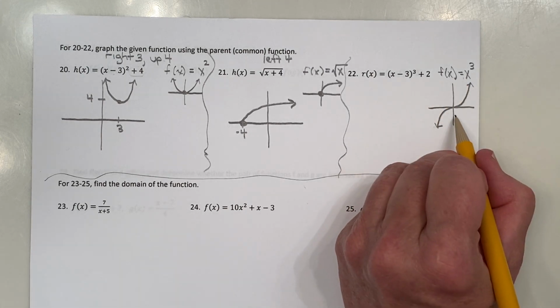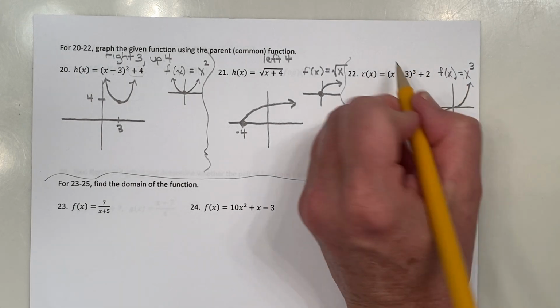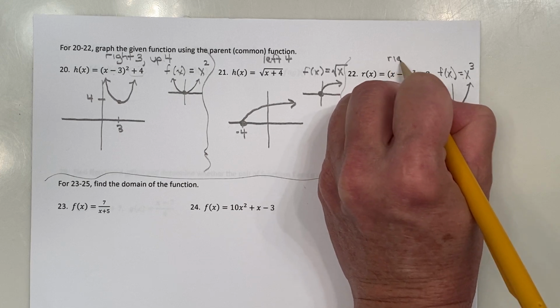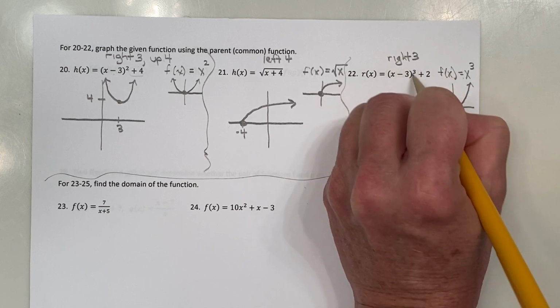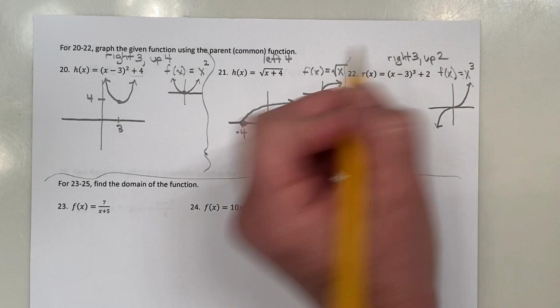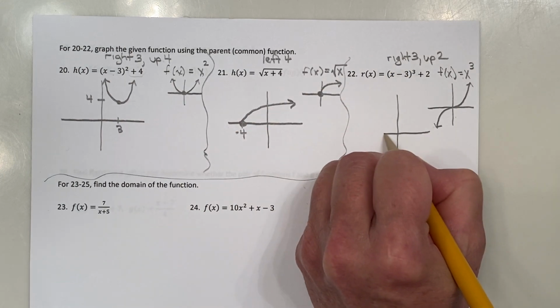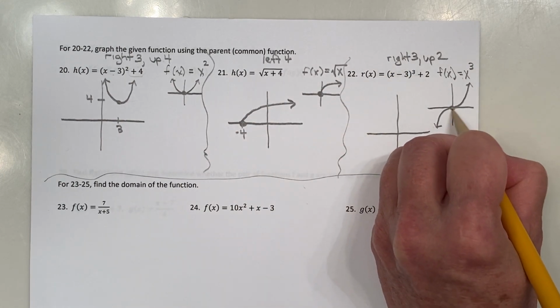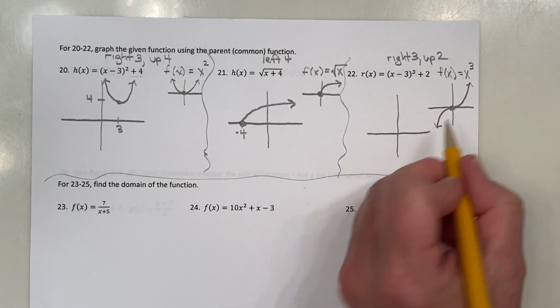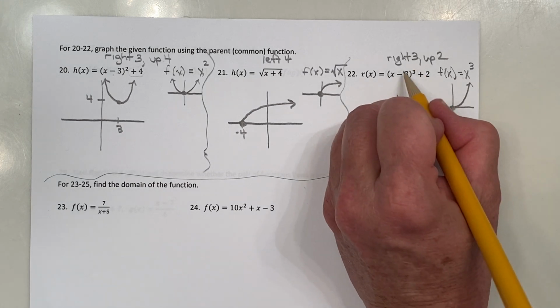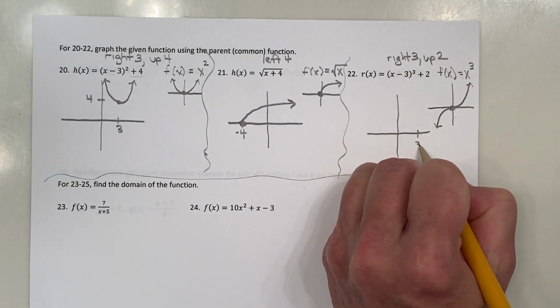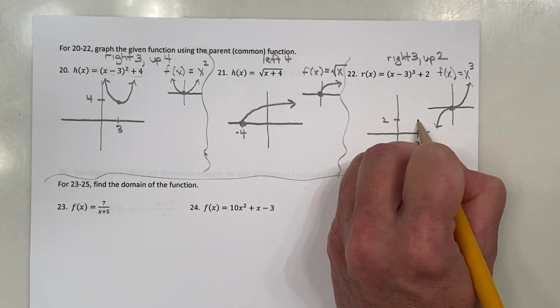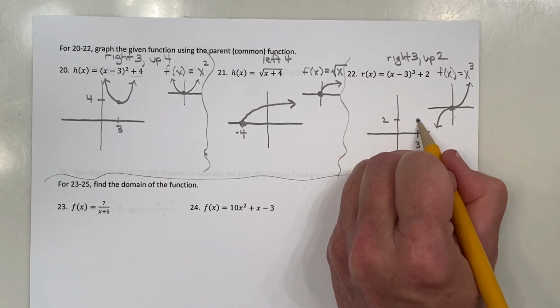So we've got the parent function. I see what the graph looks like. I'm going to look inside the parentheses and say, I've got to move that right 3 and then up 2. Again, the origin's a good point to move and then draw the rest of the graph off of that translated origin point. So right 3, up 2. I've translated the origin to here.